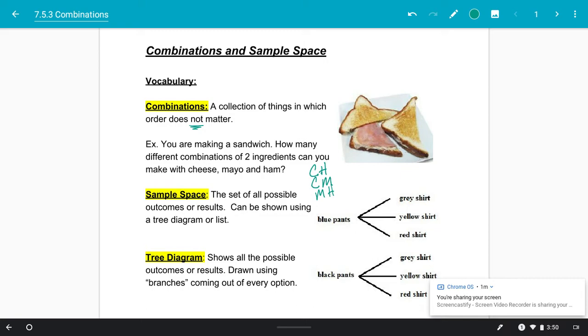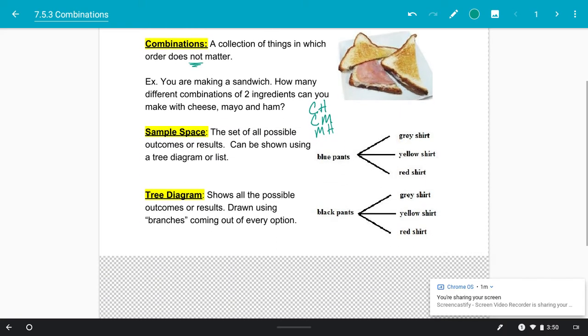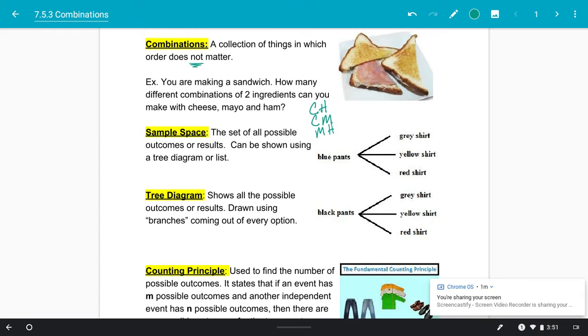So what we're looking at here when I list these out using the abbreviations, we're talking about our sample space. This is a set of all possible outcomes or results, and we can show it using a tree diagram or a list. What I have made here with my letters is really a list, and what we see over here is what's called a tree diagram. It's called that for obvious reasons, hopefully, that it's going to show all of our possible outcomes or results using branches coming out for every option. That's where the name tree diagram comes from, because it looks like we're branching out, right? Mathematicians aren't the most clever in naming things.